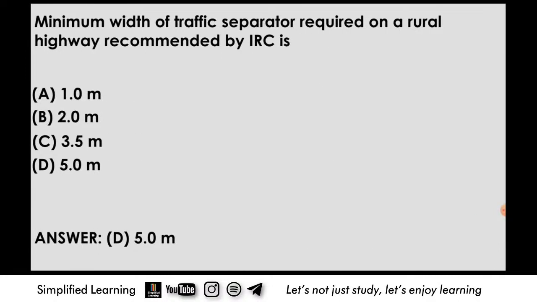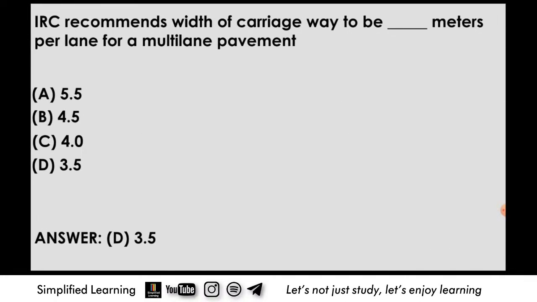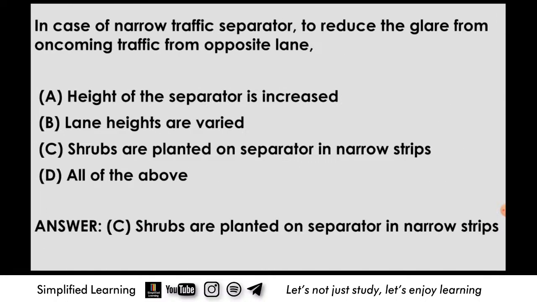Minimum width of traffic separator required on a rural highway as recommended by IRC is 5 meters. IRC recommends width of carriageway to be 3.5 meters per lane for a multi-lane pavement. In case of a narrow traffic separator, to reduce the glare from oncoming traffic from the opposite lane, shrubs are planted on the separator in narrow strips.